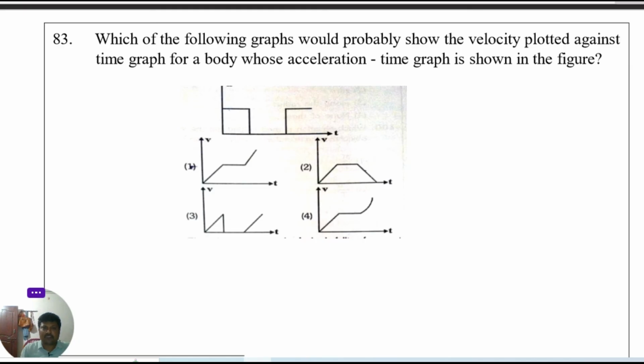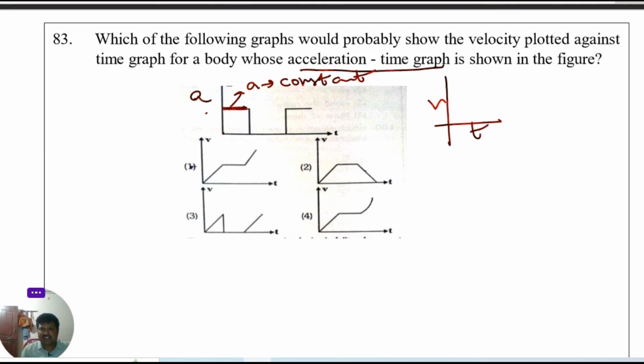Which of the following graphs would probably show the velocity plotted against time graph for a body whose acceleration time graph is shown in the figure? Here this is the acceleration time graph. Here, the first one, observe here. In the acceleration time graph, the graph is parallel to the time axis. If the graph is parallel to the time axis, acceleration is constant. If acceleration is constant, the velocity time graph should be a straight line.